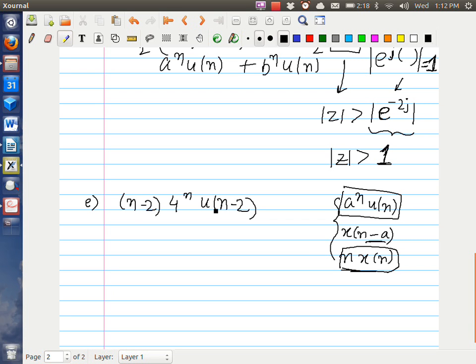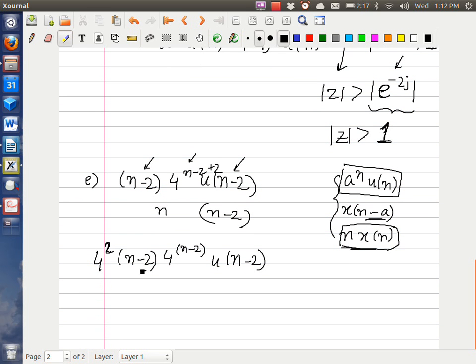So first take care of the time shift, and you need to make sure all the n's appear as n minus 2 somehow. So right now you have an n minus 2 here, another n minus 2 here, but this is just an n. So to force it to be n minus 2, you can do a minus 2 plus 2 kind of a thing. So it ends up being (n minus 2) 4 to the n minus 2, and a 4 square, that's just a constant that can move out, u of n minus 2.